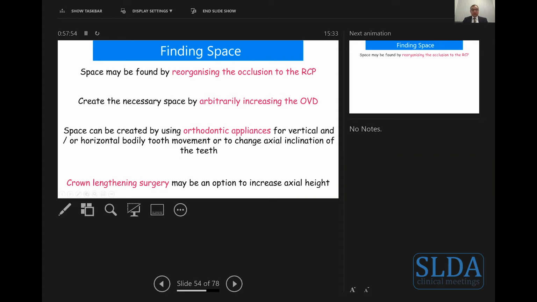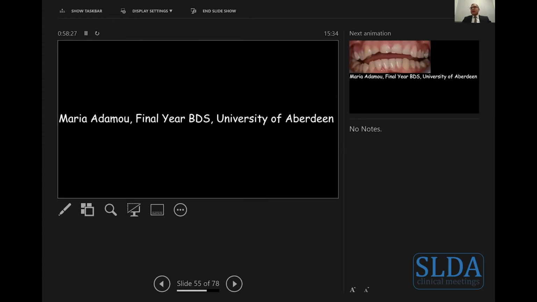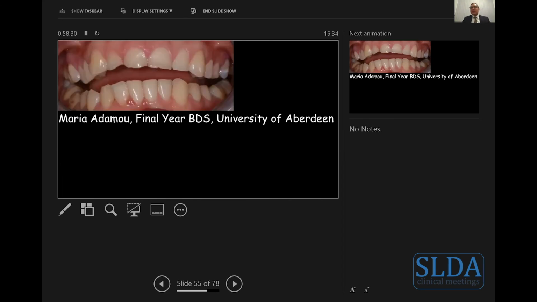And we could seek the support of an orthodontist to put on an orthodontic appliance and intrude or extrude the tooth, or we can arbitrarily increase the occlusal vertical dimension, like I showed in that student's case, just build up as required with direct composite resin, and provide or replace the appropriate shape and form of the tooth. Again, I thought I'll show you another case.